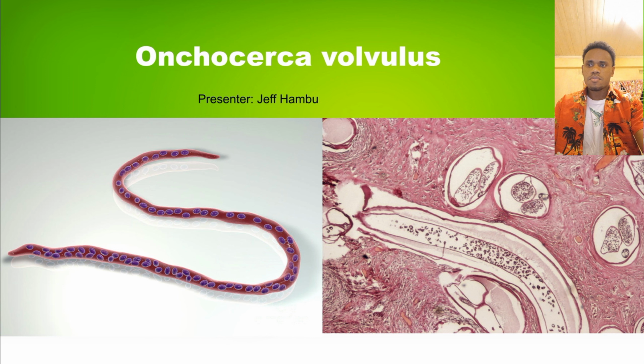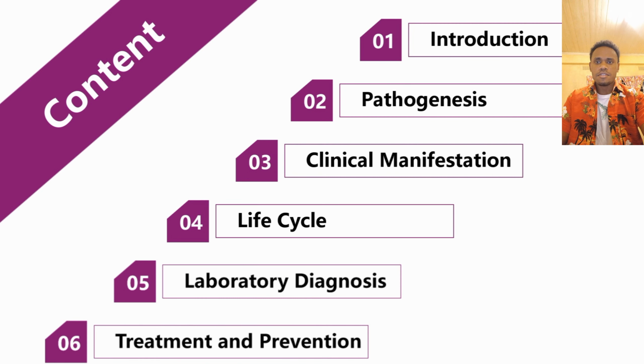Today I would like to bring to your attention a tiny parasite that thrives inside the human body by the name of Onchocerca volvulus. First, I'll begin with an introduction, giving you enlightenment on the etiology, epidemiology, and classification of this parasite, followed by pathogenesis, furthermore, clinical manifestation, and life cycle. And then we have laboratory diagnosis, and finally, conclude with the ways of how to treat and prevent Onchocerca volvulus.